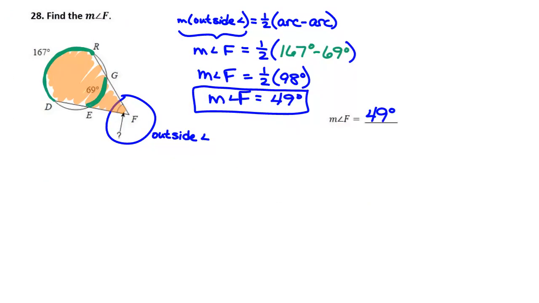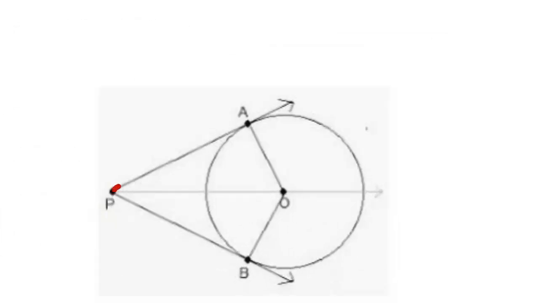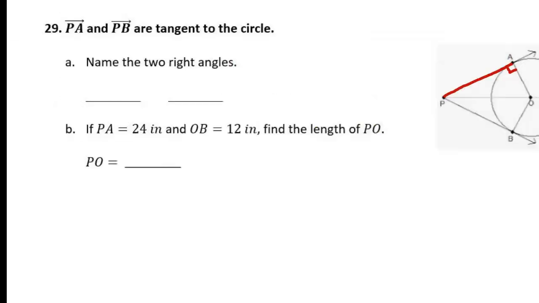I might actually have time for one more in the Module 10 stuff. Is there one last Module 10 question you guys want to see? You said 29? Sure. It says segment PA and PB are tangent to the circle. When a line is tangent to a circle, then right where it meets the radius of the circle, it forms a right angle. So angle PAO is a right angle.